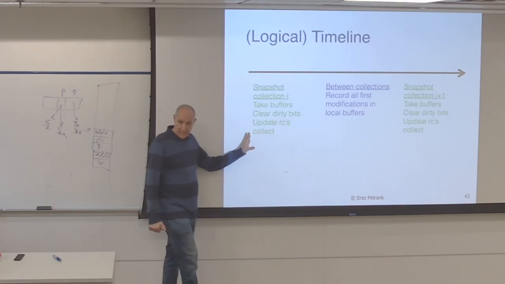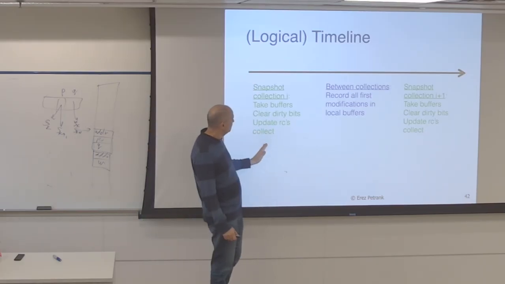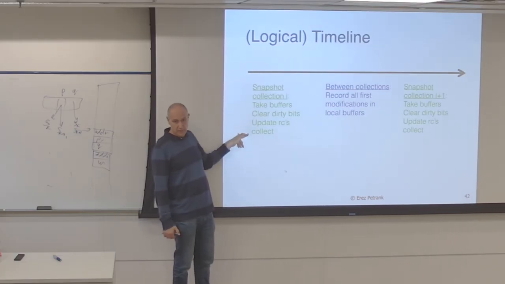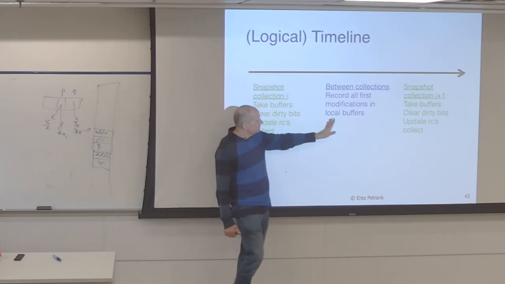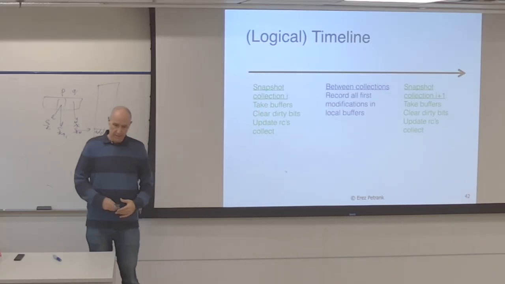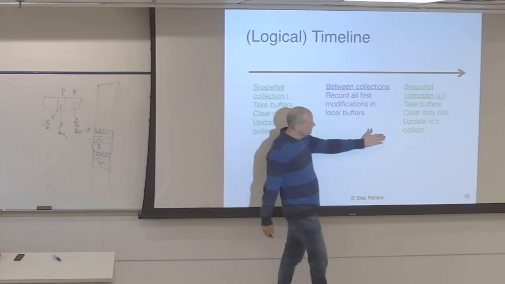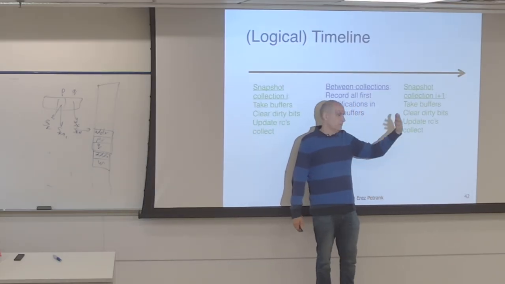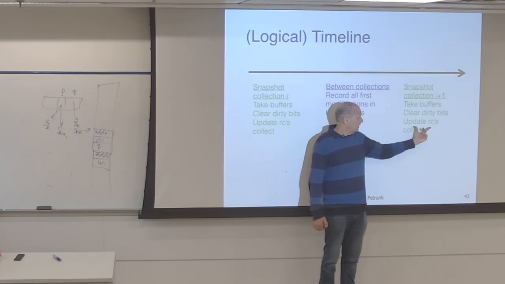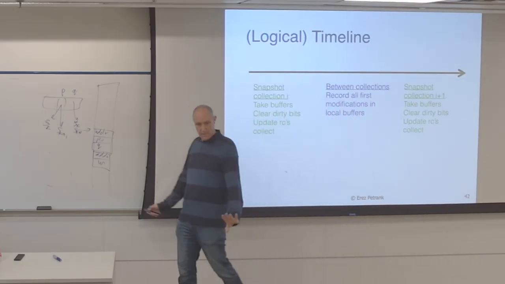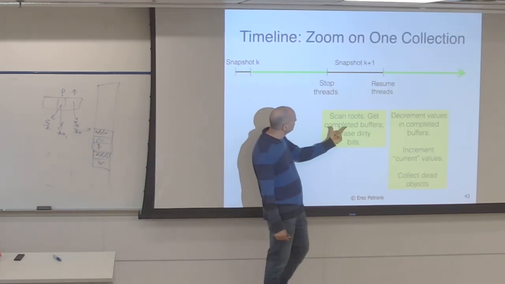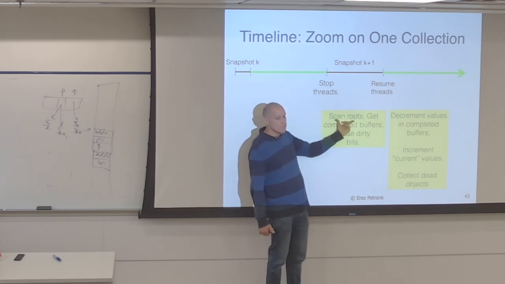So let's look at the timeline, how it works. We have a snapshot in which we take the buffers, we clear the dirty bit, and we update the reference count, and then we can collect, right? And then between collections, the program records all the previous pointers before they update pointers. And then in the next snapshot, again, we take the buffers with all the modified pointers, we clear the dirty bits, so that everything will start from scratch, and we update the reference counts and collect, right? Make sense?